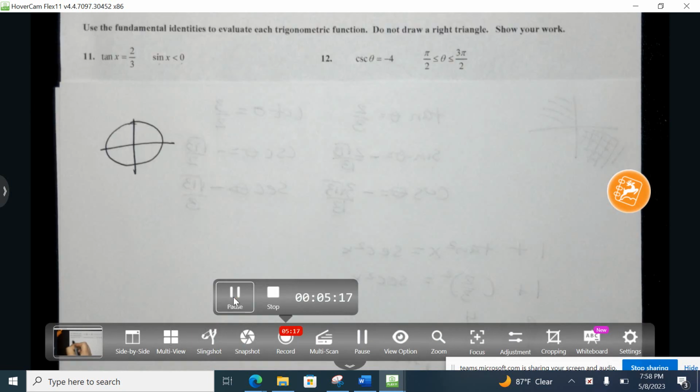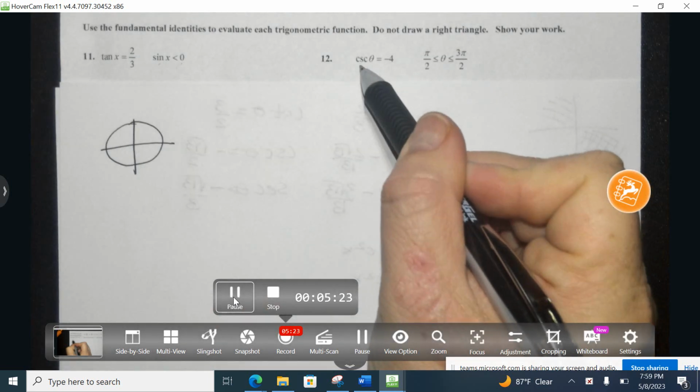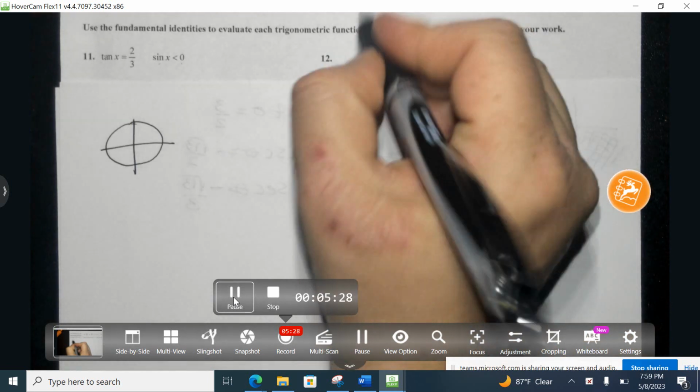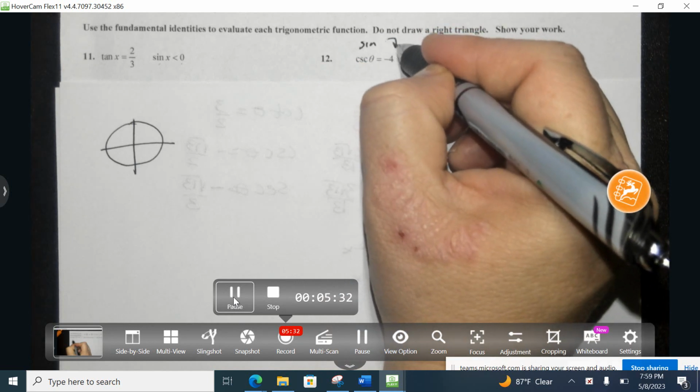Okay, so as I go through number 12, Mary's already done this problem, and she's just going to stop me if she sees me make a mistake. Okay, so I know that this is cosecant, and cosecant is the reciprocal of sine. So I have a sine that is going to be a negative value.